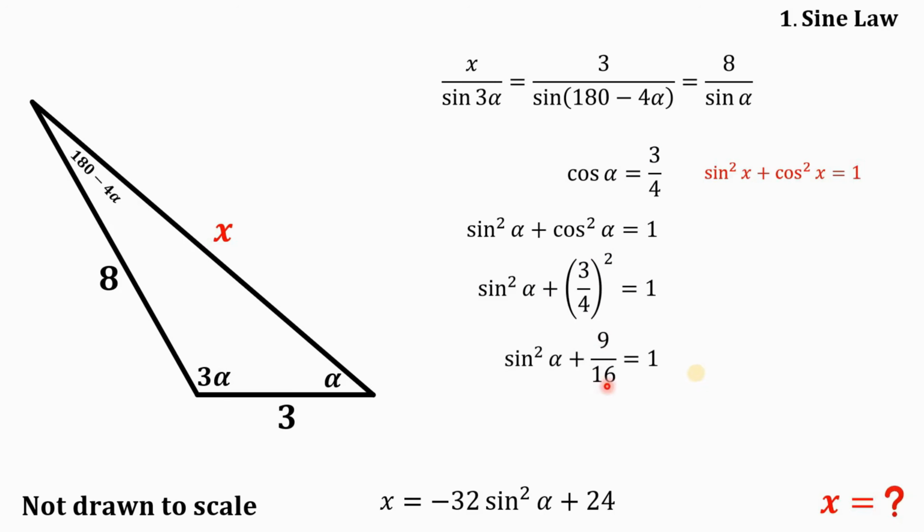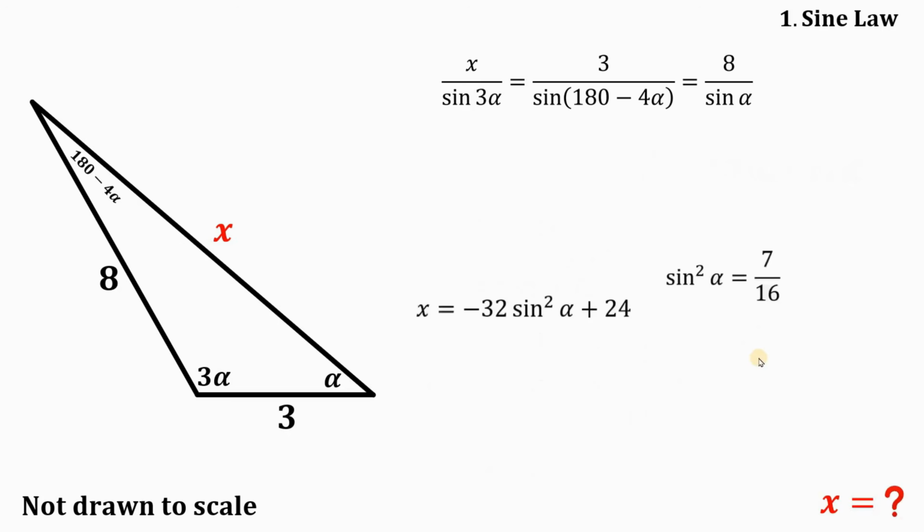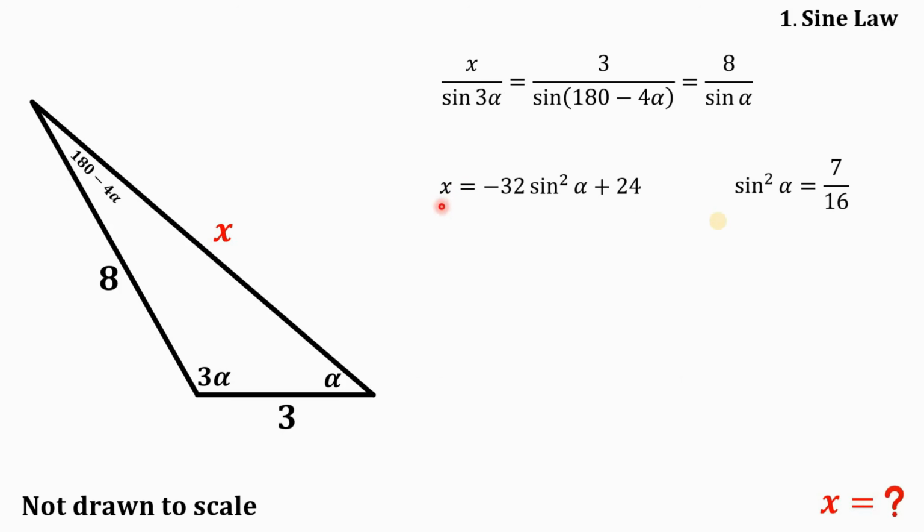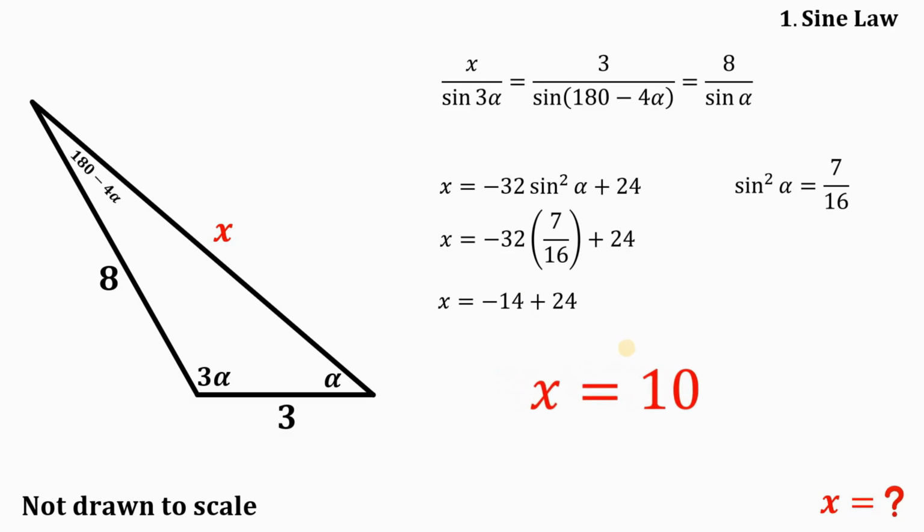Simplify, we have 9 over 16. Subtract 9 over 16 on both sides. We get sine squared alpha equals 7 over 16. Now, we have the value for sine squared alpha. In short, we can now find the value of x. So, just replace sine squared alpha with 7 over 16. Simplify, we have negative 14 plus 24, and negative 14 plus 24 simply will give us x equals 10. And that is our answer to this question.